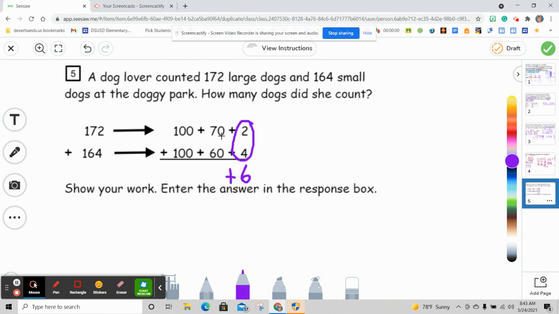Now remember, 70 plus 60. I'm going to put 70 in my head. And then I'm going to count six tens. 70, 80, 90, 100, 110, 120, 130. So this will be 130. And then I go plus, and then this is 100 plus 100 is 200.